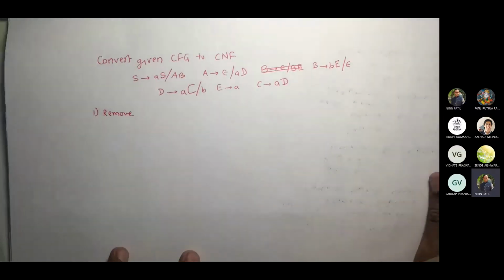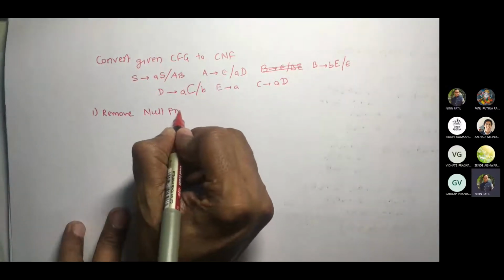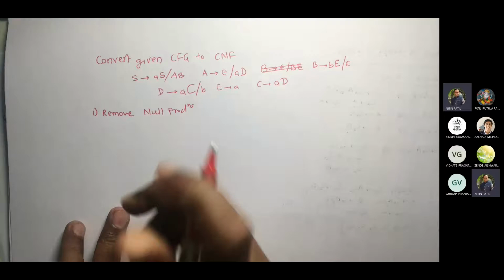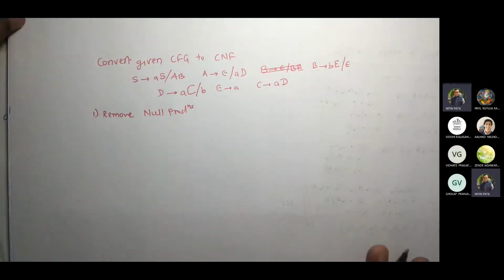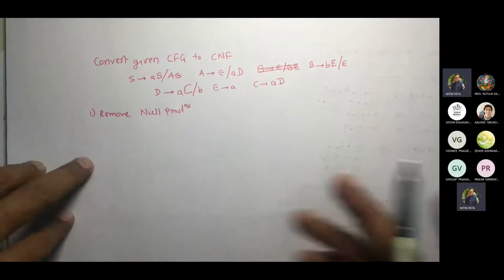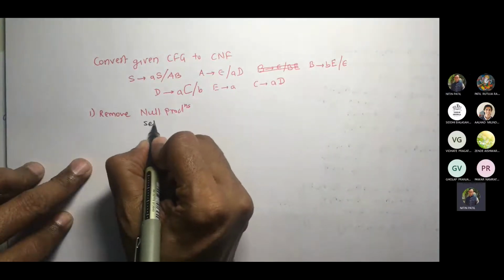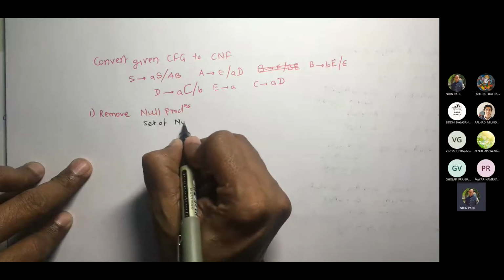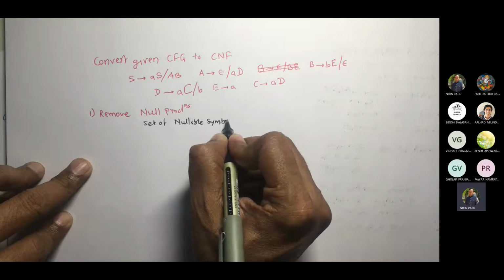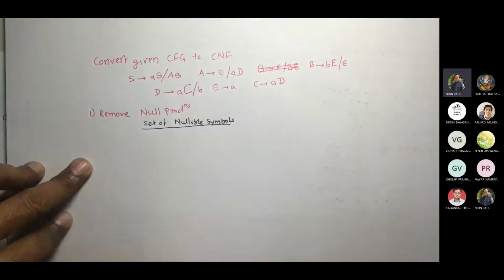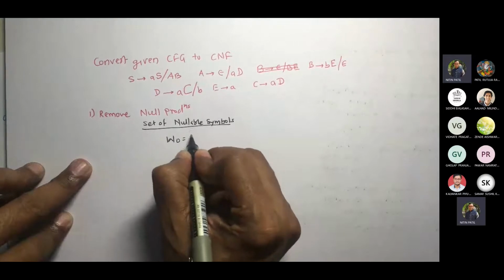Remove null productions. So how do you work out null productions? You first try to create the set of nullable symbols. How do you get it? So you get W0.